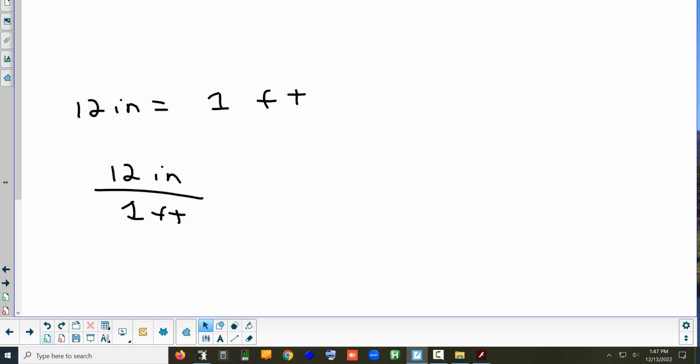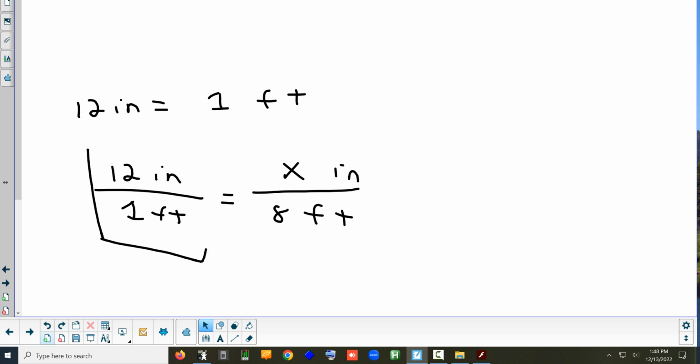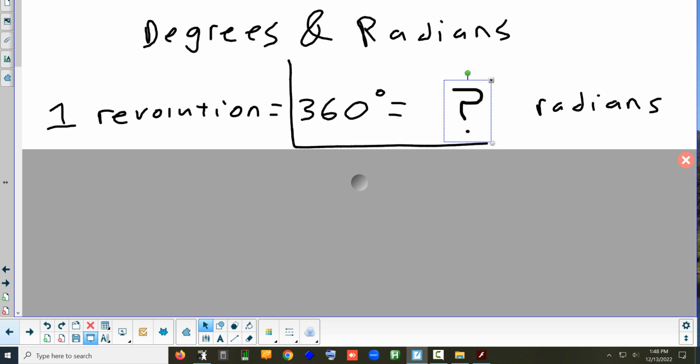12 inches over 1 foot. And then let's say I had like 8 feet, and I wanted to know how many inches it is. Just put feet in the same place it was on the other side. And you could solve for x by cross-multiplying. But the whole key to make that work was this. You had to start off with something you already knew was true. And if you didn't know this, you'd have to look it up, but you've got to figure this out somehow. There are 12 inches in a foot. Well, our 12 inches equals 1 foot is going to be this right here.